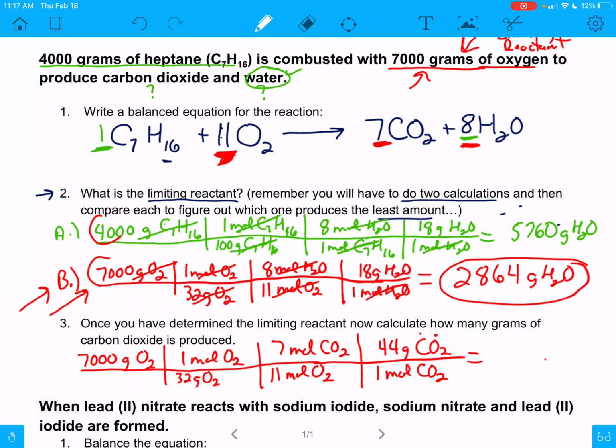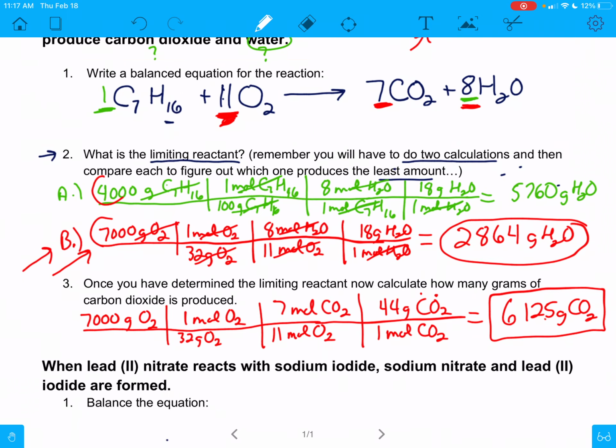It's just not hard. So 7,000 times 7 times 44, divide by 32, divide by 11 equals, and I get 6,125 grams of CO2. And that is my answer, okay? That is my yield of CO2.